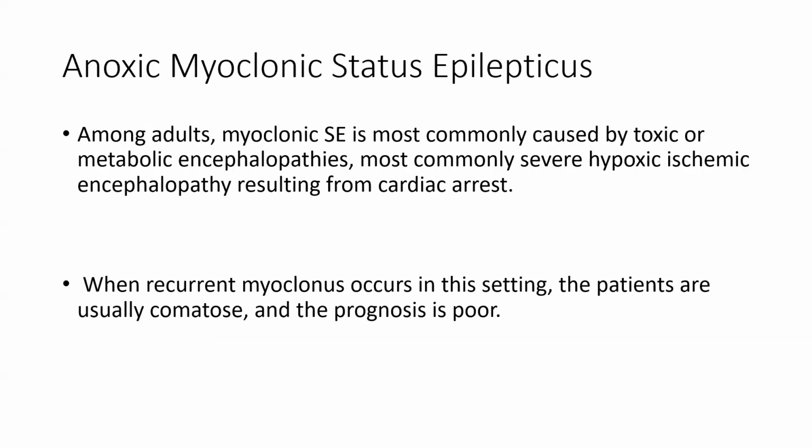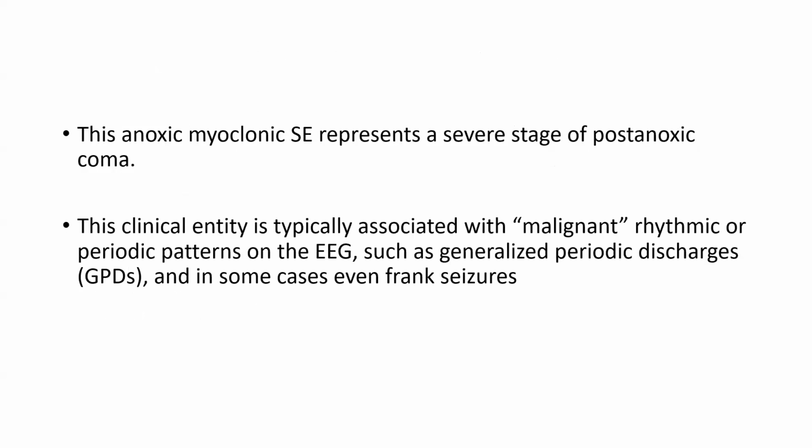Now, the next type is anoxic myoclonic status epilepticus. Among adults, myoclonic status epilepticus is most commonly caused by toxic or metabolic encephalopathy, most commonly by severe hypoxic ischemic encephalopathy resulting from cardiac arrest. When recurrent myoclonus occurs in this setting, the patients are usually comatose and the prognosis is poor. This anoxic myoclonic status epilepticus represents the severe stage of post-anoxic coma.